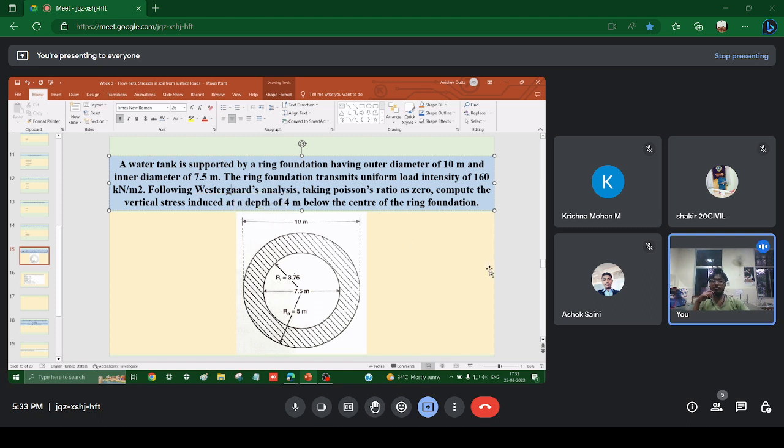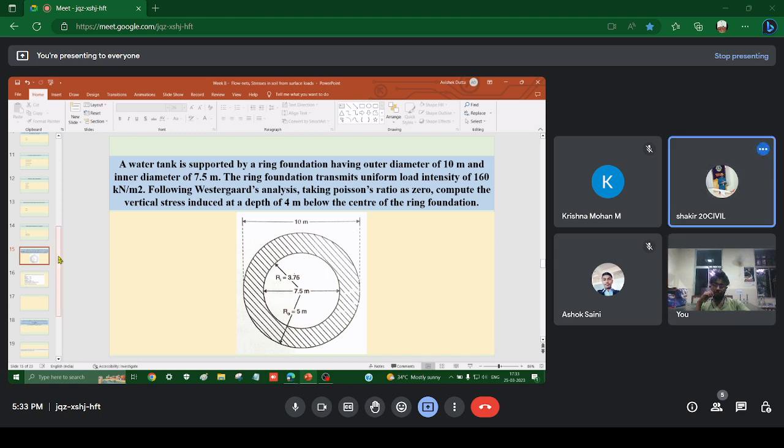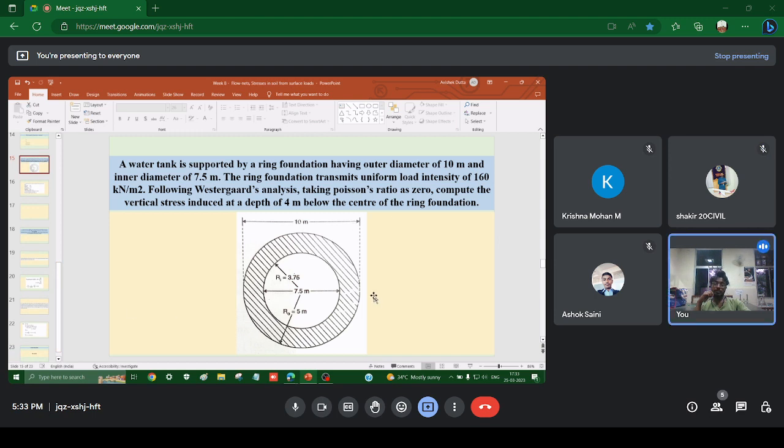Have you drawn the diagram? Have you seen such kind of water tanks with ring foundation? Anyone? No, sir. Okay. Overhead tanks have this kind of ring foundation.